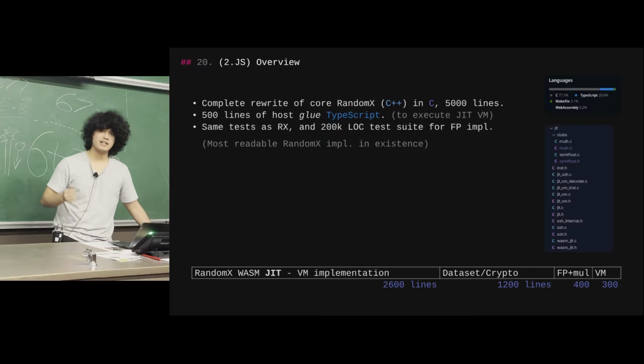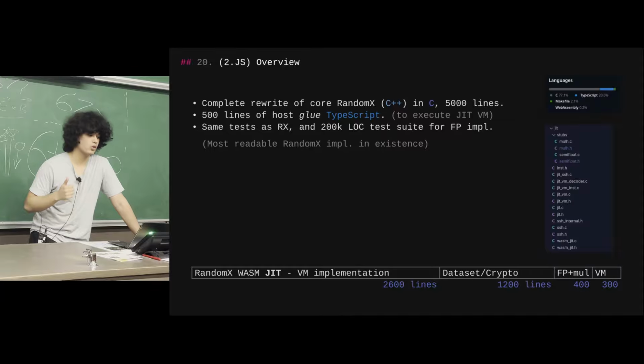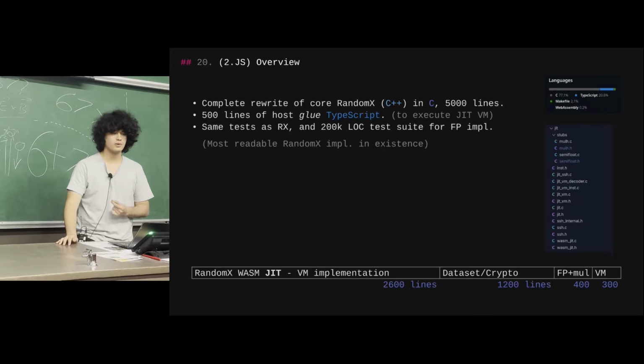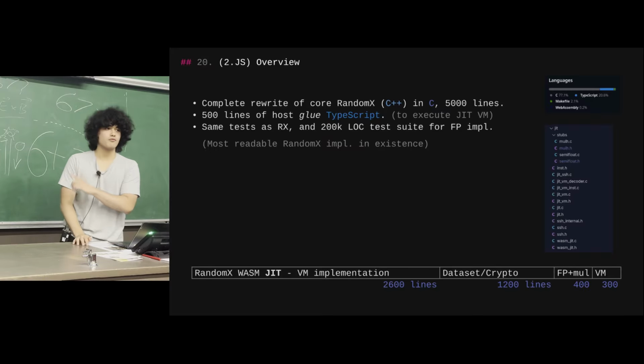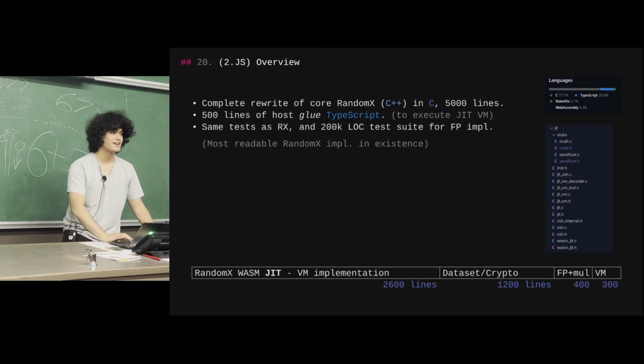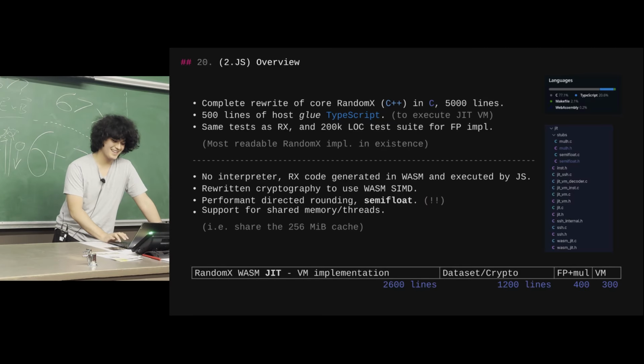So RandomX.js is a complete rewrite of core RandomX. The original is in C++, and I rewrote it in C. It's 5,000 lines, plus 500 lines of host glue TypeScript to actually execute the WebAssembly. It has the same tests as RandomX, a 200K line test suite for the floating point implementation. And it's really the only readable implementation in existence. The original C++ was template hell, so it just wasn't good.